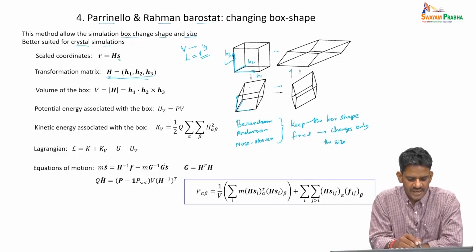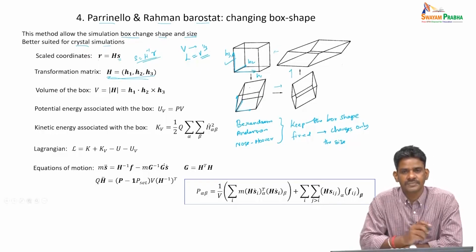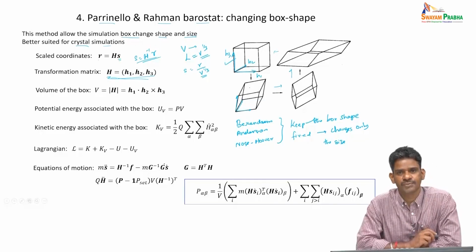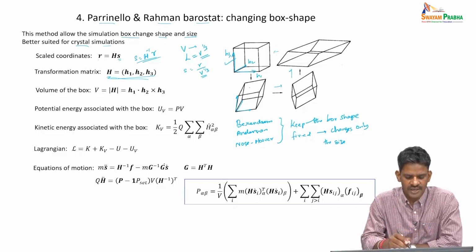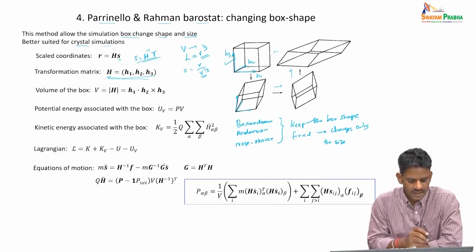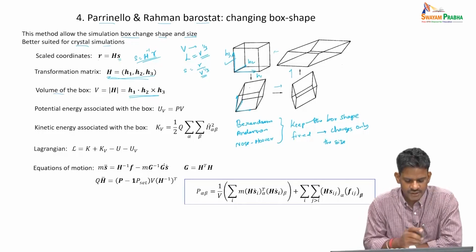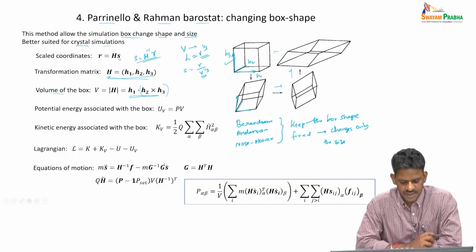Using this we can define a scaled variable as s equal to the inverse of H times r. So earlier we would have written s equal to r divided by V to the power 1/3, where the volume was a scalar, but now we have to use linear algebra, the inversion of the matrix H, to get the scaled variables s. To get the volume of the box for some h1, h2, h3, we use the identity h1 dot h2 cross h3, which will give you the box volume.